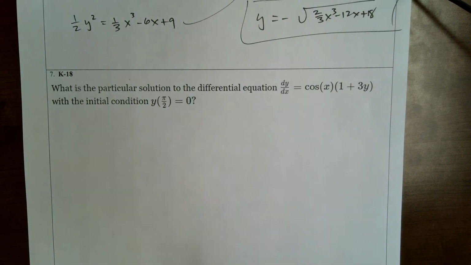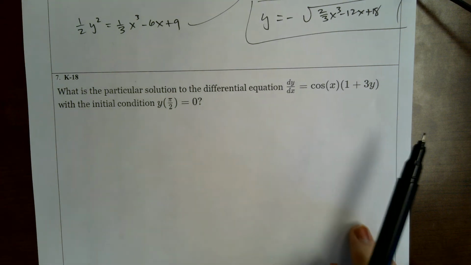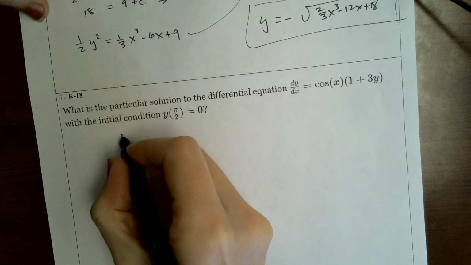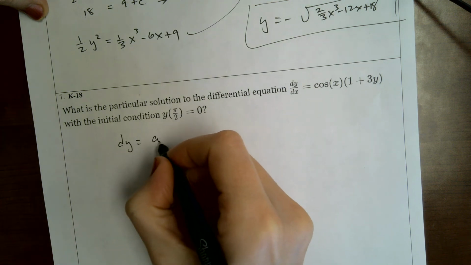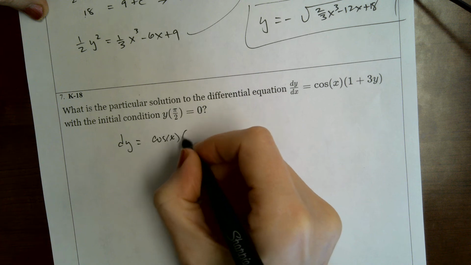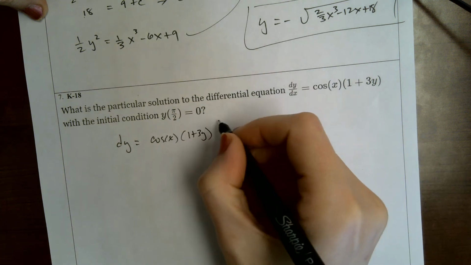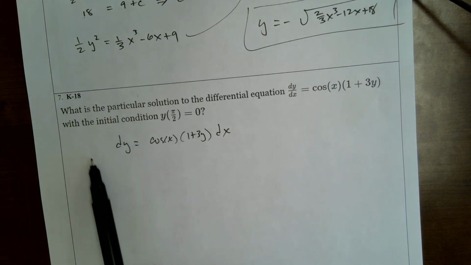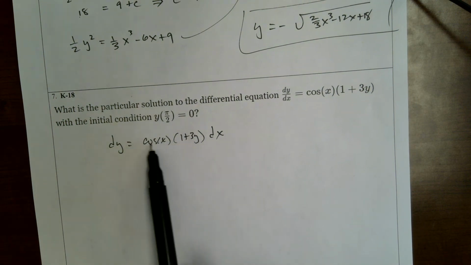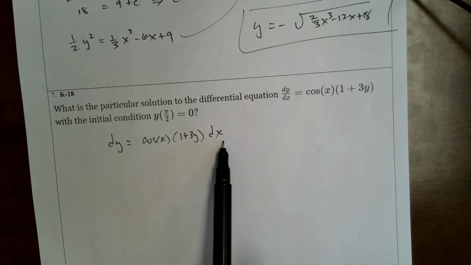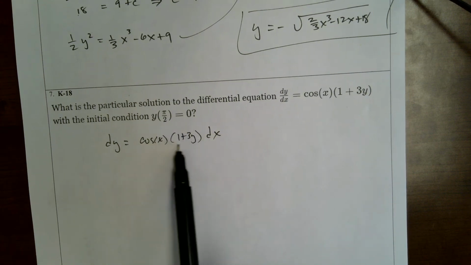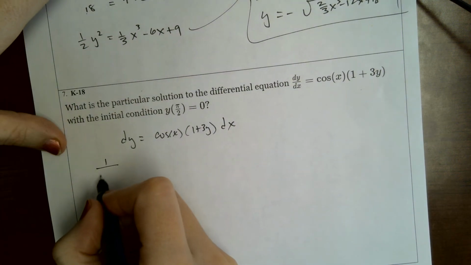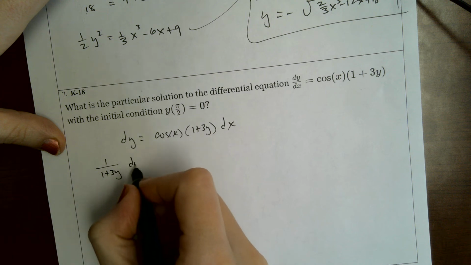Okay, here's the last one. What is the particular solution to this differential equation with that initial condition? So you're going to cross multiply first. So when I do that, I get dy equals cosine of x, 1 plus 3y dx. Then you ask yourself, do I only have y's over here? Yes. Do I only have x's over here? No. This 1 plus 3y needs to be over here. So you just divide by it, 1 plus 3y dy.